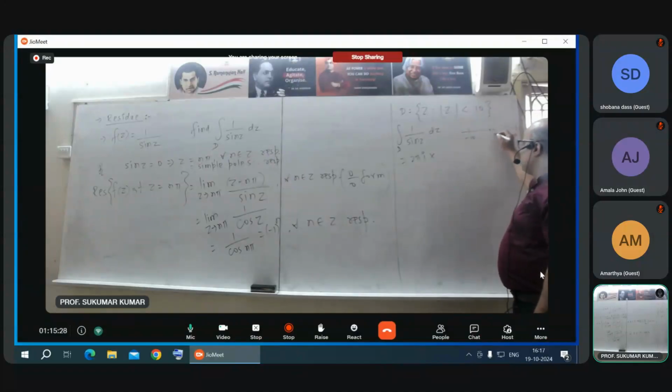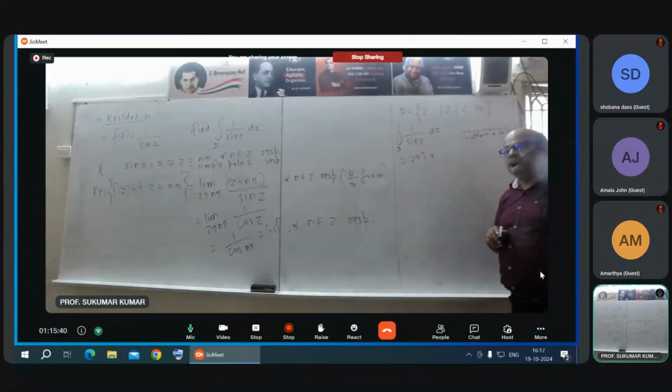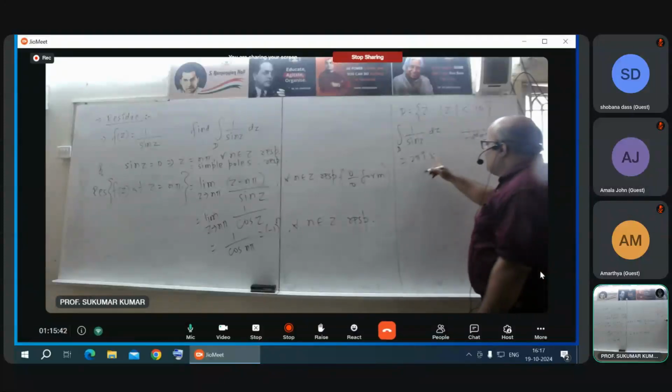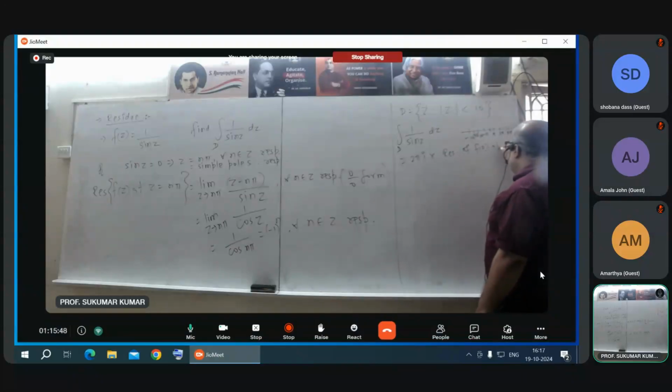Suppose this is pi, 2 pi, 3 pi. Same, minus pi, minus 2 pi, minus 3 pi. 4 pi and beyond are not possible. Means 3 points here, 3 points here. 6 points will come. Here we will write 2 pi i into residue of f of z at z is equal to n pi.